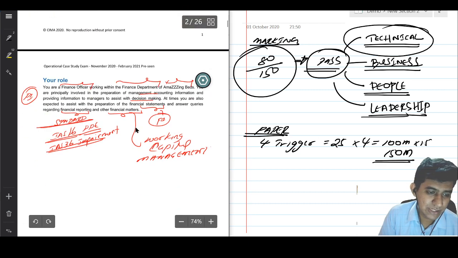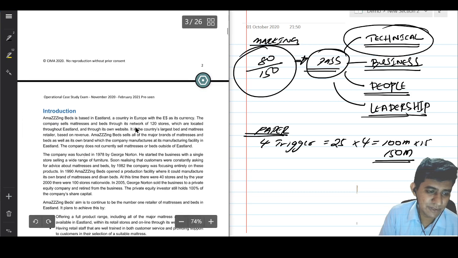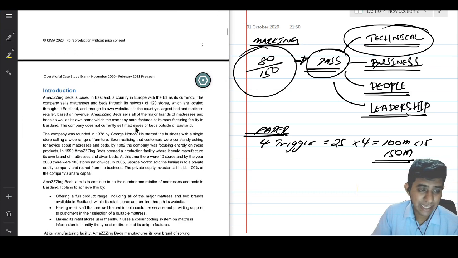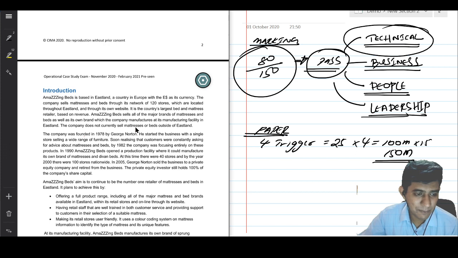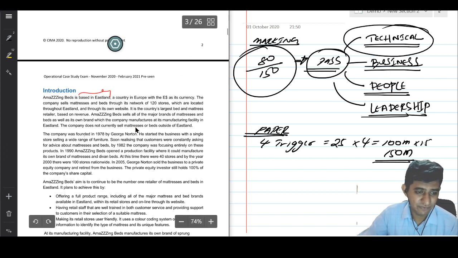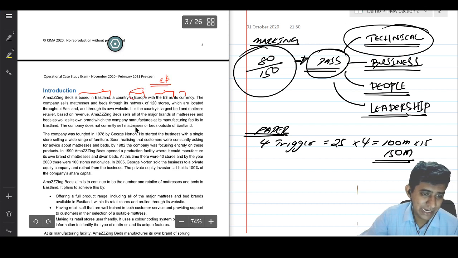So students, coming to the next page, they are specifically giving the introduction. They are stating that Amazing Bed is based in Eastland. As we have identified, it is a country in Europe with E dollars as its currency. So students, E dollars is the currency. Just keep in mind, it's a European country. So the standard of living may be a little bit higher compared with Asian countries. Just keep in mind, students, standard of living is an important factor you need to consider.